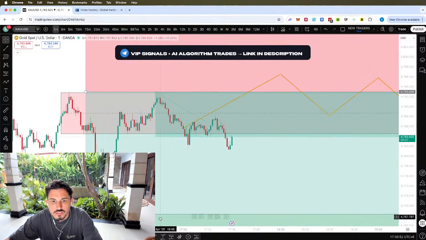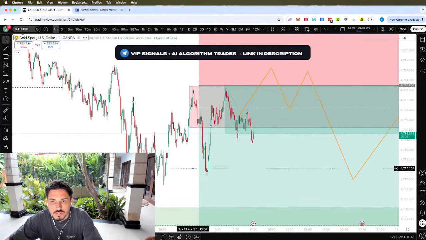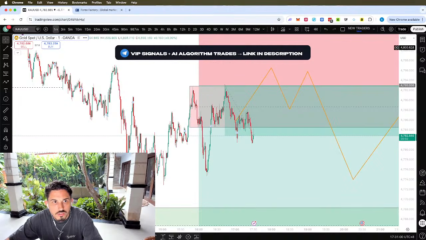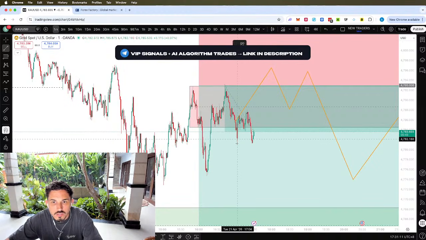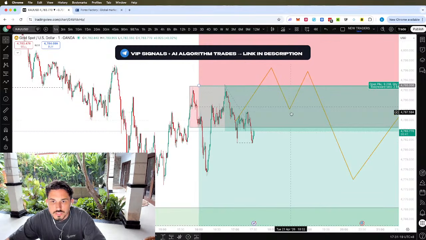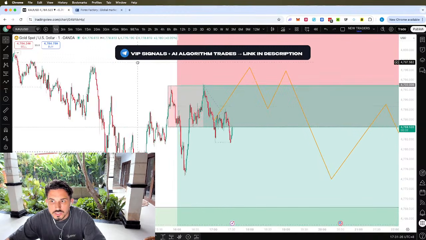Let's check some here. Slight little break of structure happening here as well, so that's fine. Slight little break in structure over there. If price starts to push back down below here, it should give us more confirmation. Just obviously waiting. Just waiting.